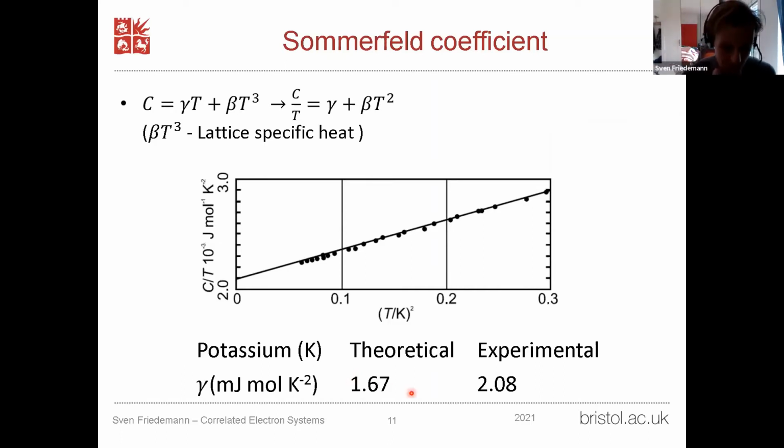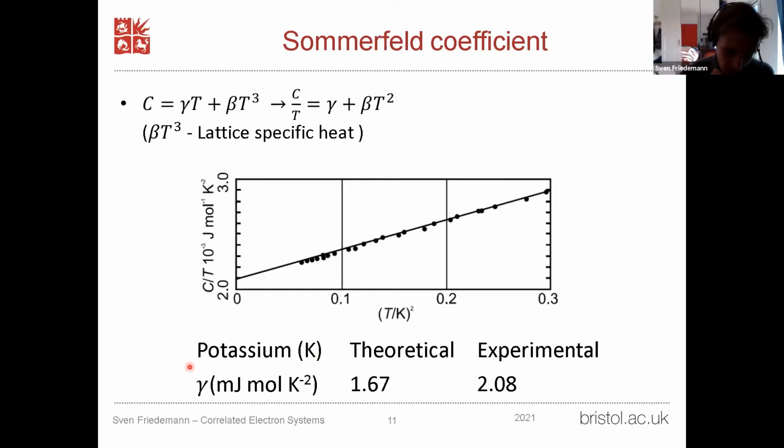That's a reasonable agreement. It's certainly a lot better than Drude theory would have done, because Drude theory would have told us something about 1,600 or so. So we're close enough to call this a success.